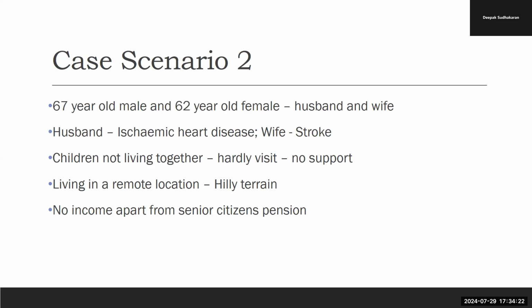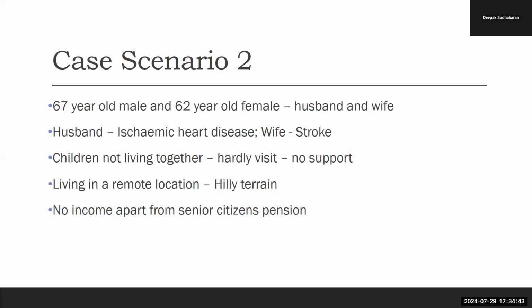Their children are not living with them. They hardly visit. They are not in a financially well state. So due to whatever reasons, they don't visit often, and they are unable to provide any support for the parents. They live in a remote location. It is a slightly hilly terrain.